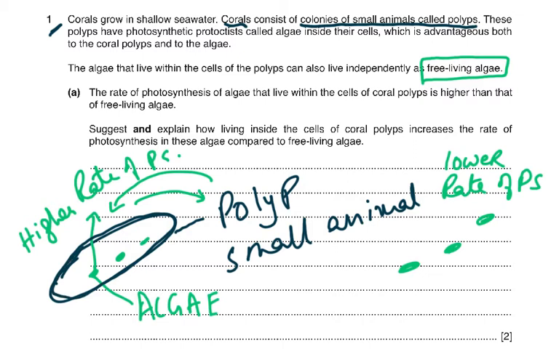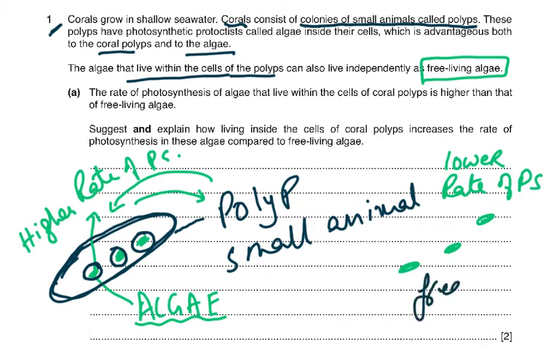And these polyps have photosynthetic protoctists called algae that live inside their cells. So these animals would have cells, and these protoctists live inside these cells, which is advantageous both to the coral polyp and to the algae. The algae that live within the cells of the polyps can also live independently. So we have the free living ones here, which don't live inside the polyps, and we have the ones which live inside the polyps.